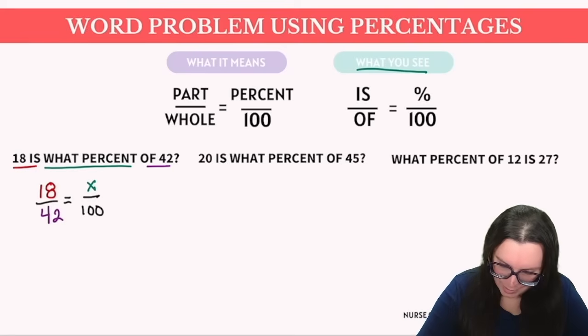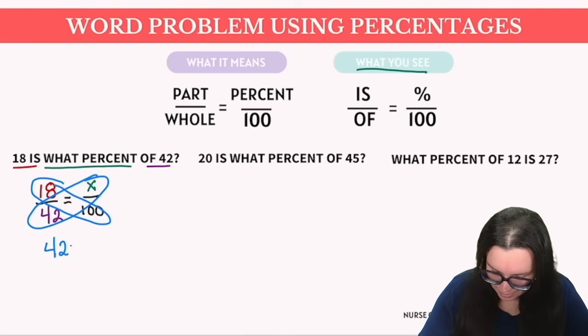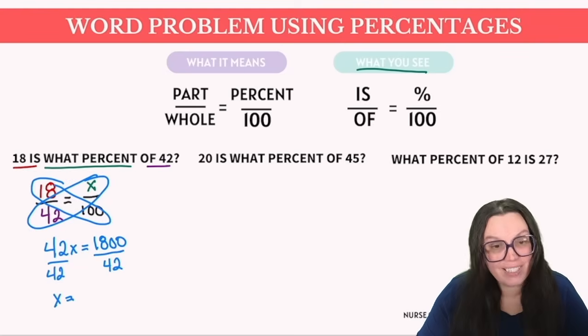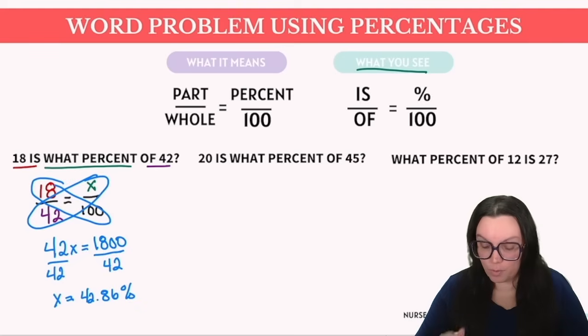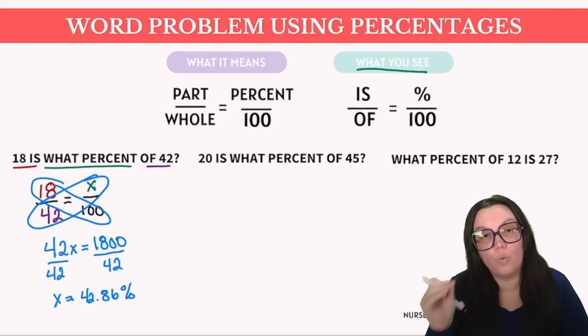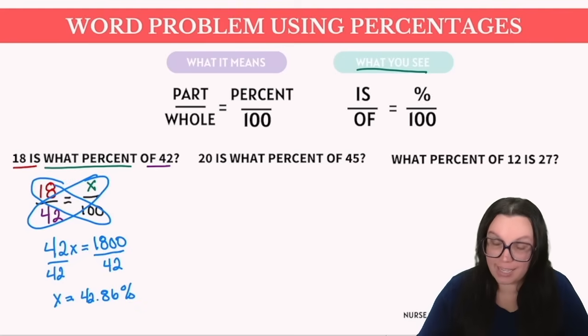Now we're just going to cross multiply. So we're going to multiply 42x is equal to 1,800. We need to isolate our x by dividing both sides by 42. And that is going to give us x is equal to 42.86%. So moving on to our next question, we have 20 is what percent of 45?